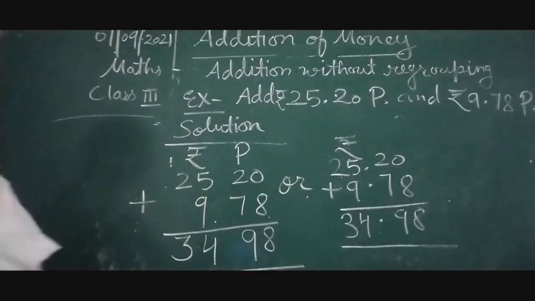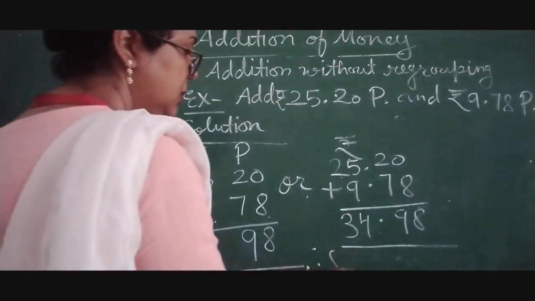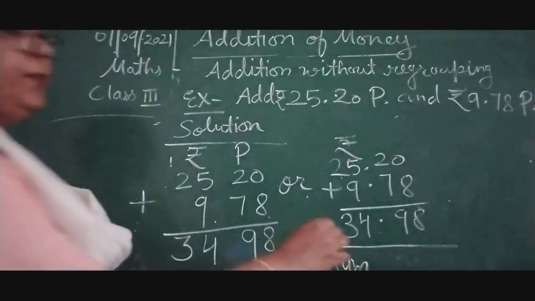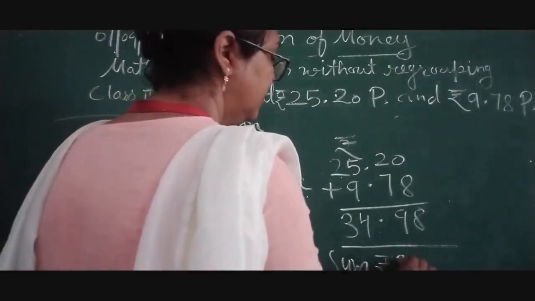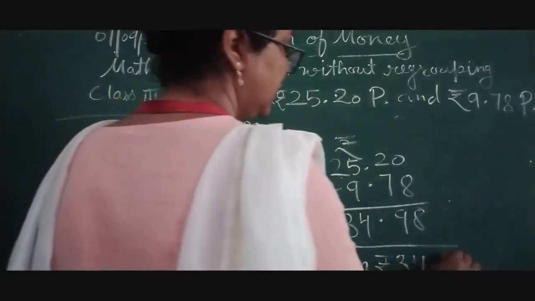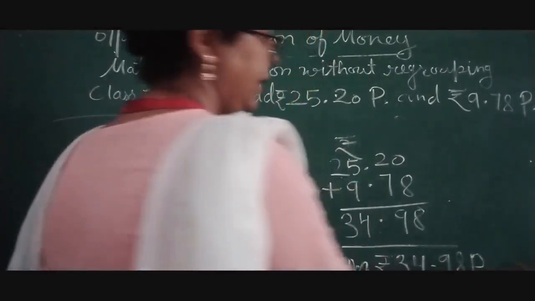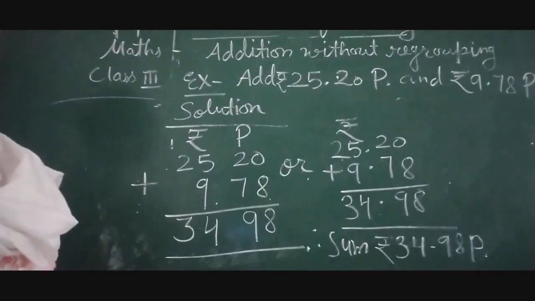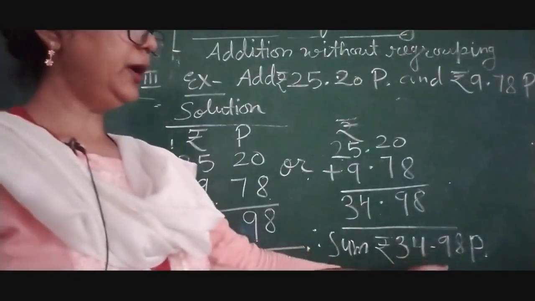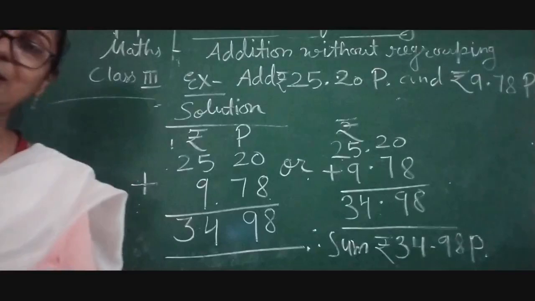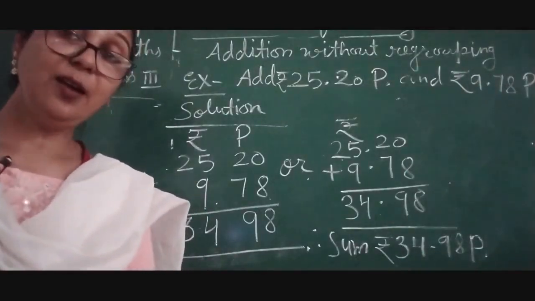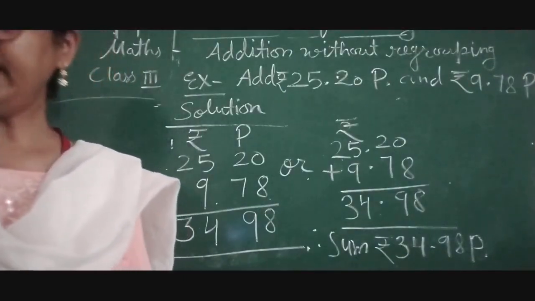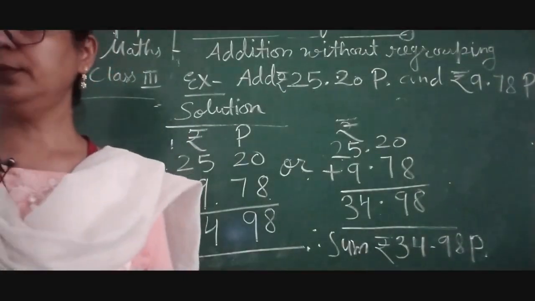So what will we get? Therefore the sum is rupees 34.98 paise. So children, it is simple, as we were doing in our earlier classes also. So children, we will do an exercise based on addition. Okay.